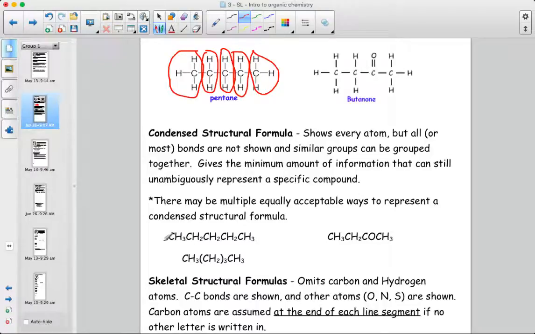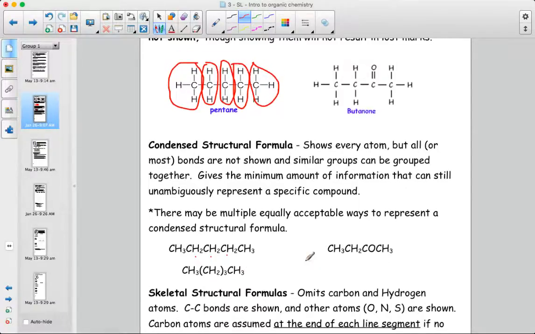And then an even more shorthand way to write the same thing is CH3, CH2 in parentheses times 3, which implies that you have 3 of them in a row, 1, 2, 3, and then another CH3 group at the end. You can do the same thing for butanone, CH3, CH2, CO, and CH3. So that's the way that you would represent it here as a condensed structural formula.